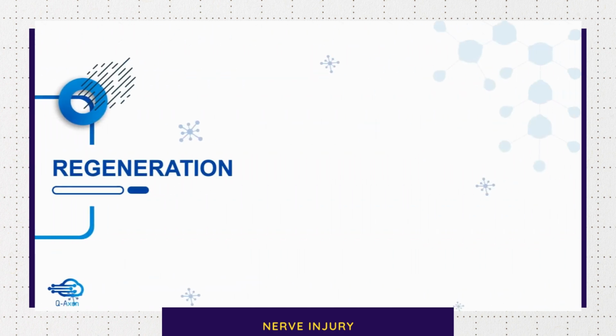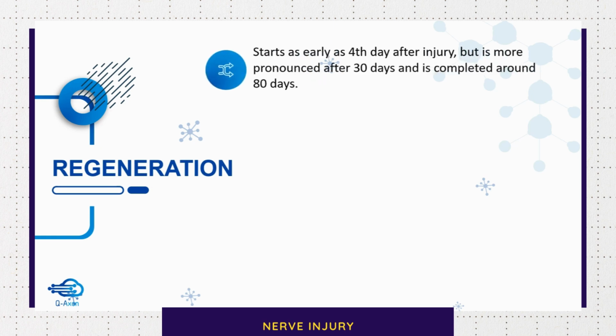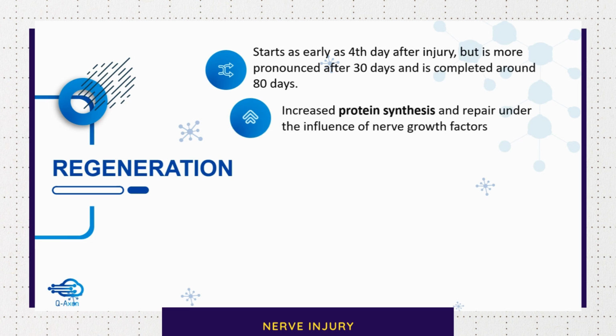The process of regeneration actually begins quite early. It starts as early as the 4th day after injury, but then it becomes more pronounced after 30 days. Now, though the total time required for regeneration is variable, it requires a minimum of 6 weeks. Now, during regeneration, there is a lot of protein synthesis and repair. And this is facilitated by many nerve growth factors. So in the absence of these growth factors, regeneration cannot occur.